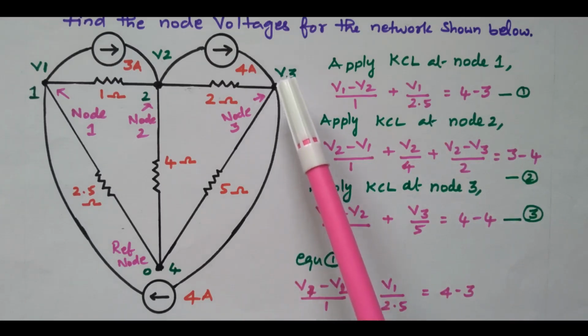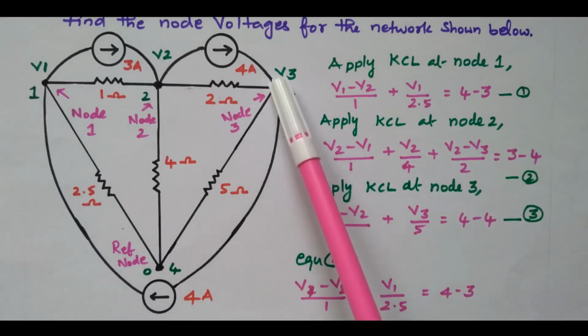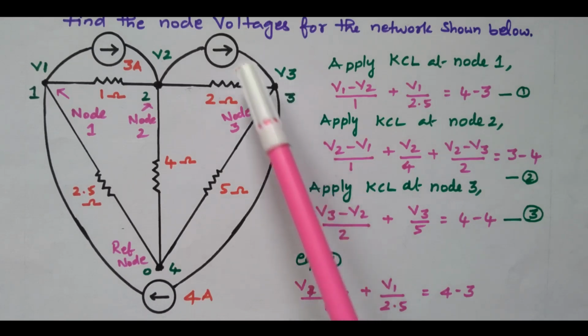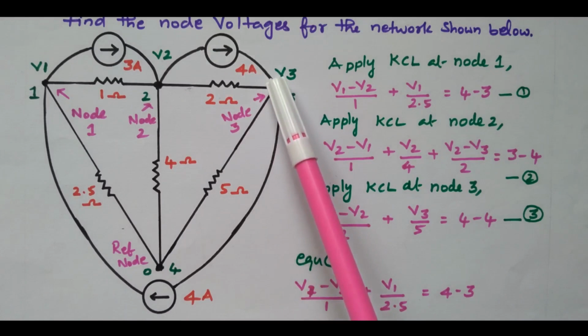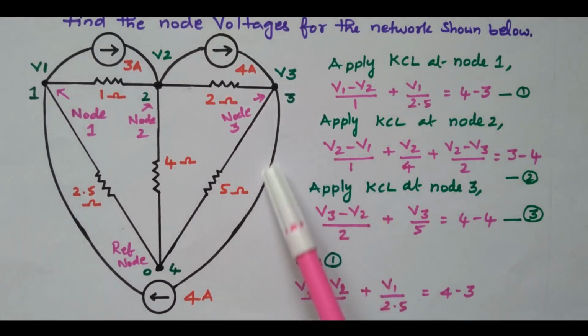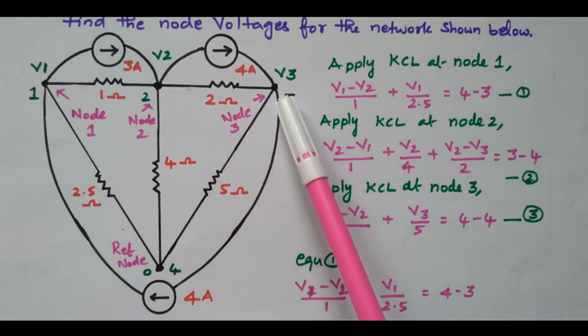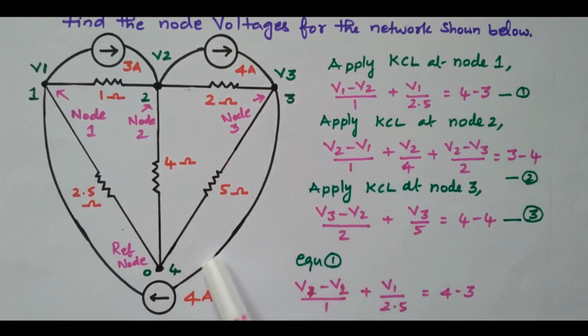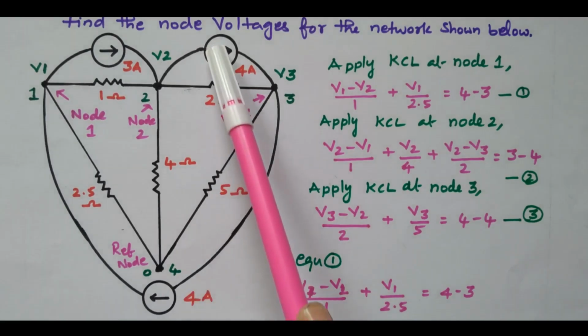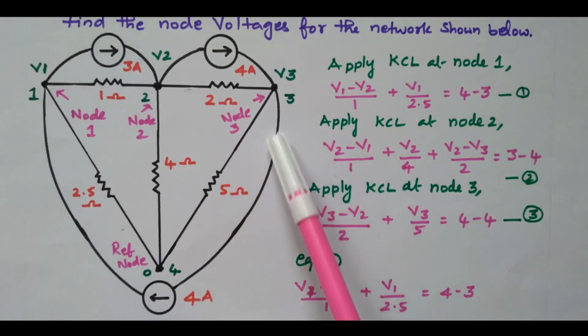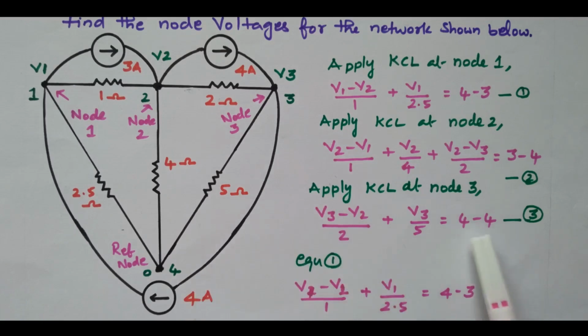Now we'll apply Kirchhoff's current law to the third node. At the third node, what are the current sources available? A 4 ampere source is coming towards node 3, but another 4 ampere current source is going away from the third node. Right? One is incoming, one is outgoing. So 4 minus 4.